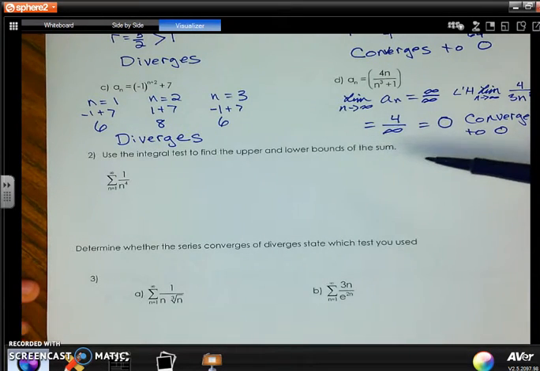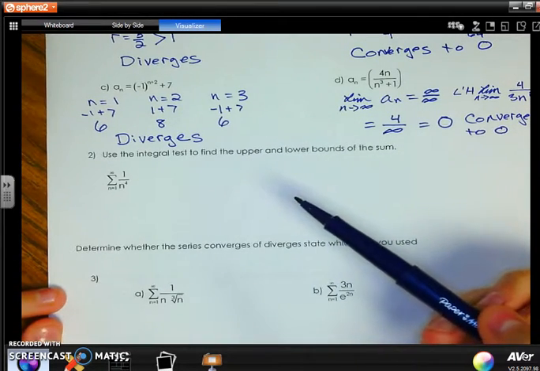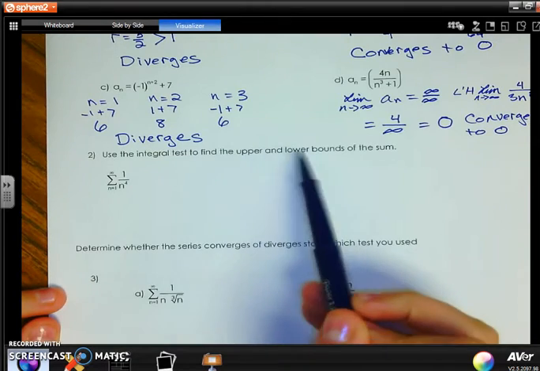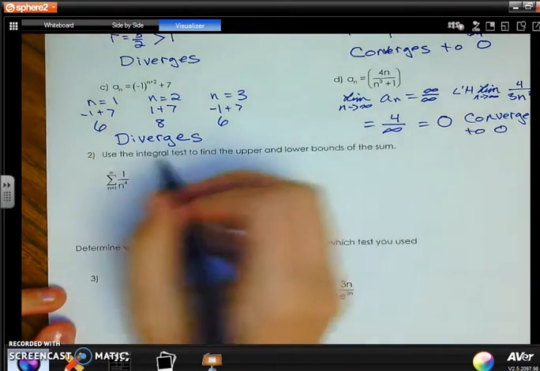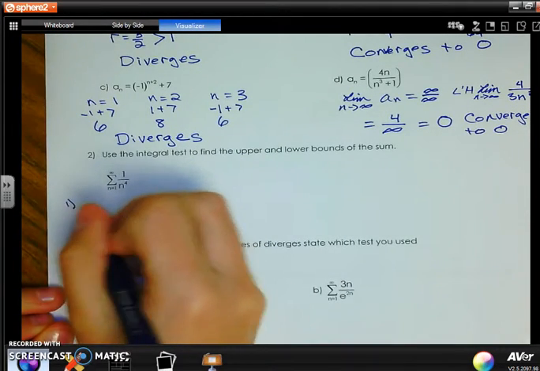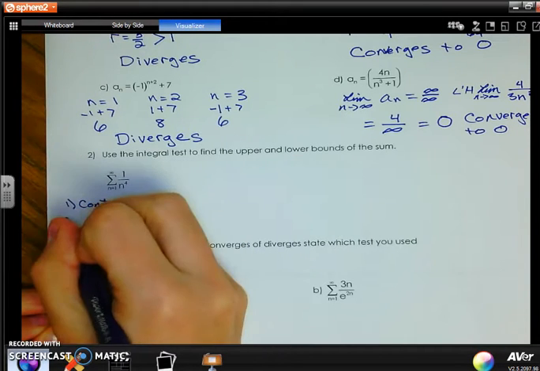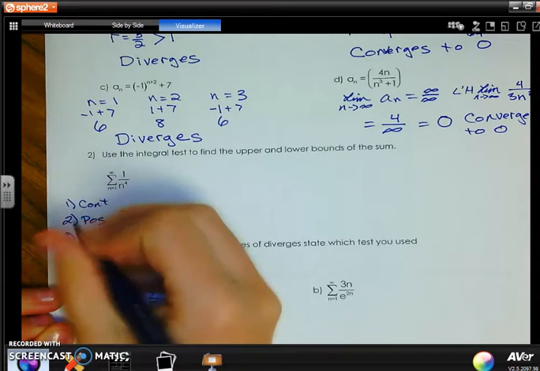Well, I can be slightly less vague, and I can actually do a little better than saying, well, I know it converges, but I have no idea. I am going to be able to have an idea by giving an upper and lower bound. But to do that, you need to use the integral test. Now remember, to use the integral test, there are a few conditions that need to be met. It needs to be continuous, it needs to be positive, and it needs to be decreasing.